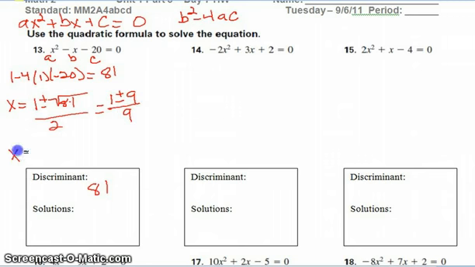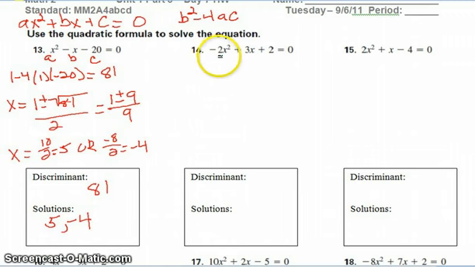If we simplify that, we have 1 plus 9, which is 10 over 2, which is equal to 5. Or we have 1 minus 9, which is negative 8 over 2, which is equal to negative 4. So that gives us our two real solutions, and if you remember, if our discriminant is a positive number, we're supposed to have two real solutions. So our solutions are positive 5 or negative 4.